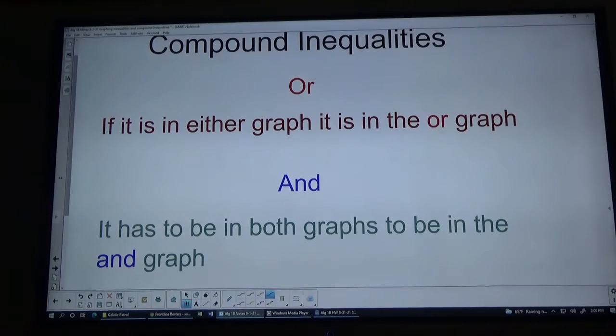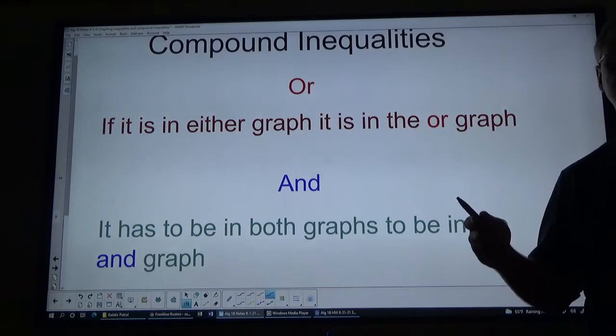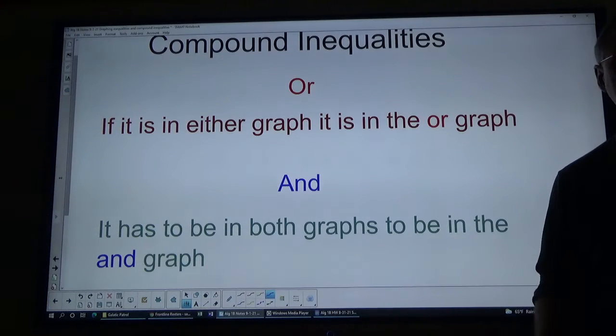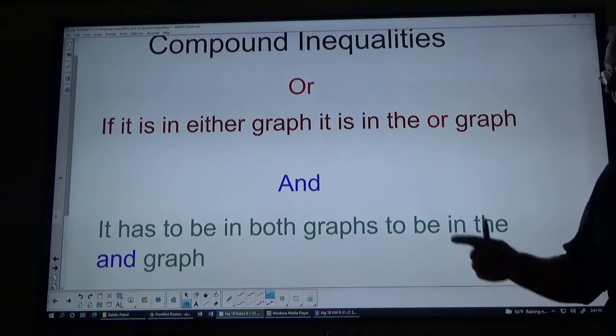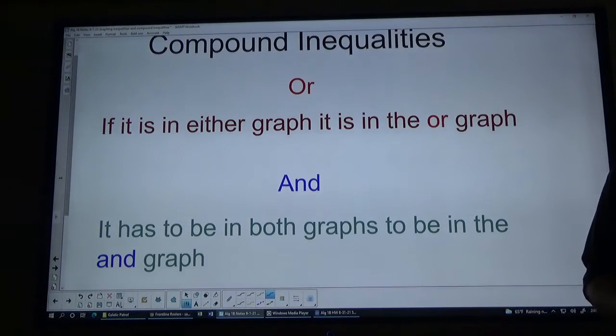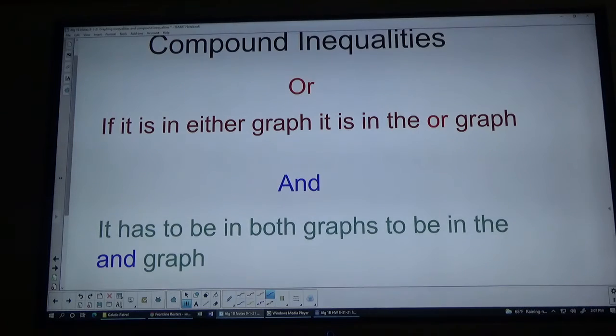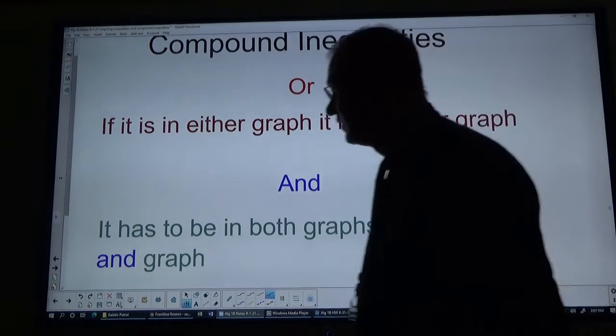With and, both pieces have to be true. I went to the store and I went to the bank. If I only went to the store and didn't go to the bank, that's a false statement. But if I went to both the store and the bank, then it's a true statement. So it has to be both. In other words, where the two graphs overlap only for an and.